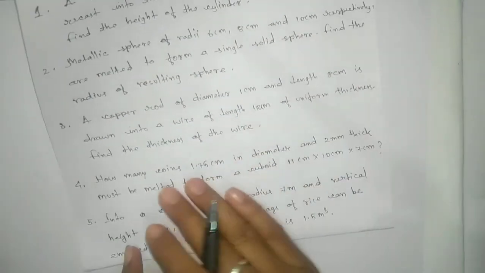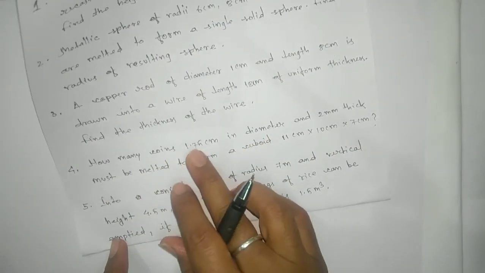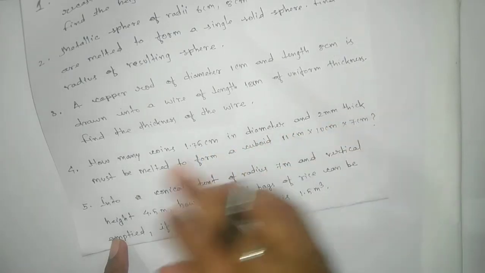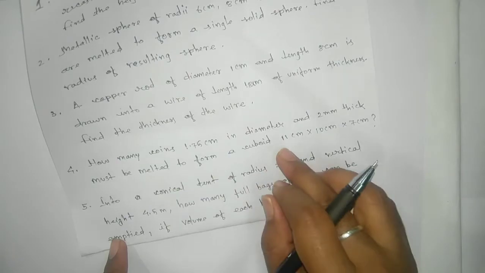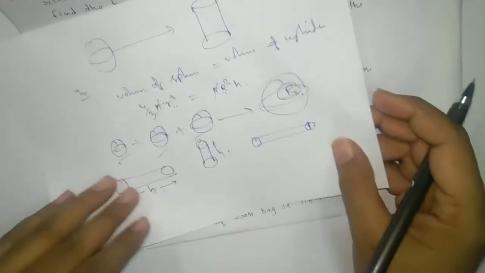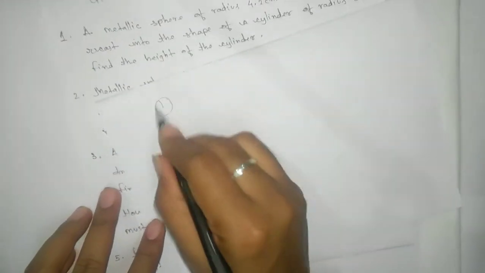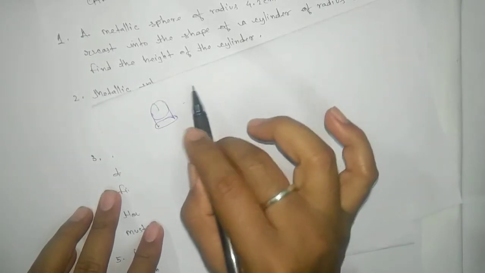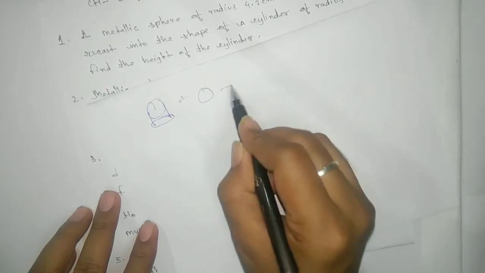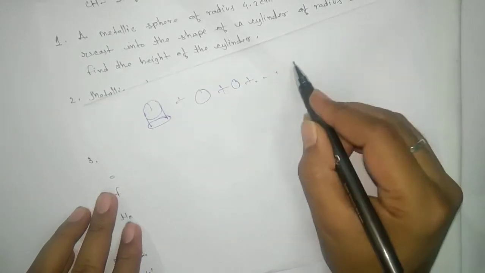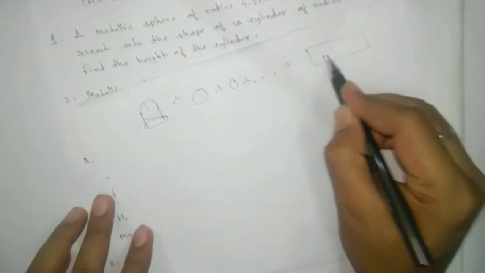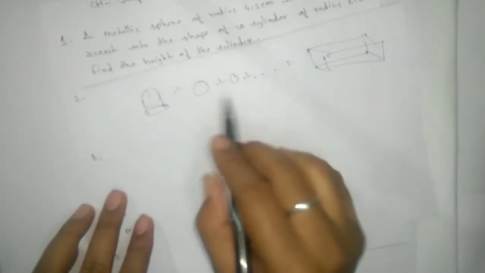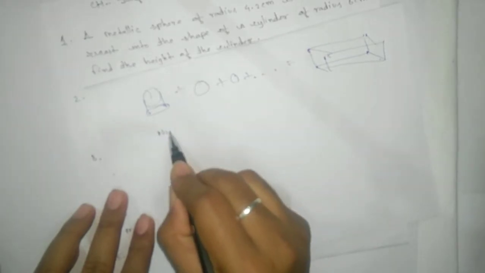Next, the fourth one: how many coins 1.75 centimeter in diameter and 2 mm thick must be melted to form a cuboid of this size? You have lots of coins, which are cylindrical in shape. Generally coins are cylindrical only. There are lots of coins, we don't know how many, we need to find that, and what we get here is a cuboid.